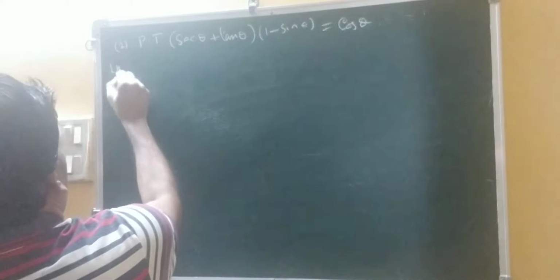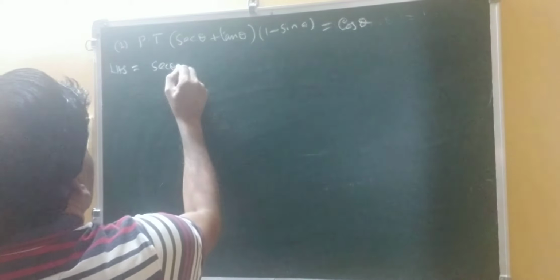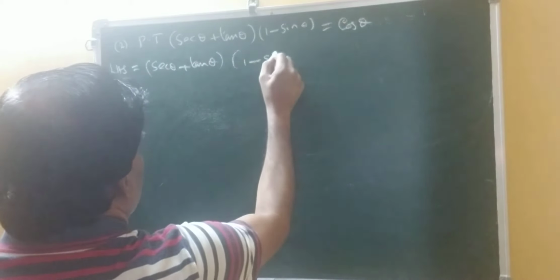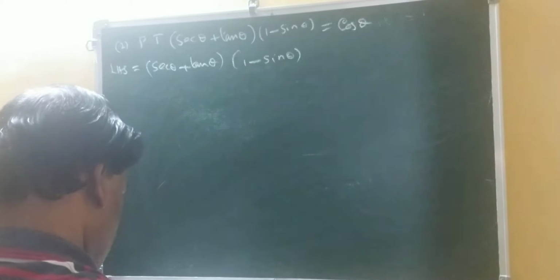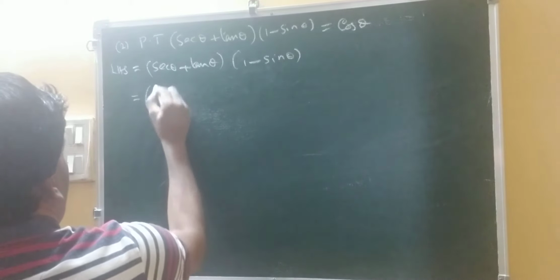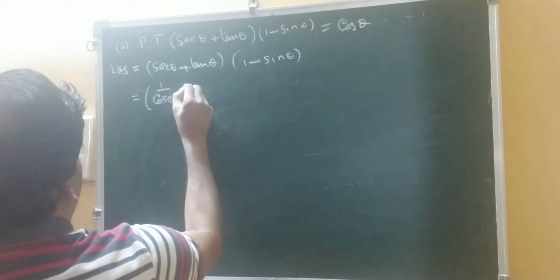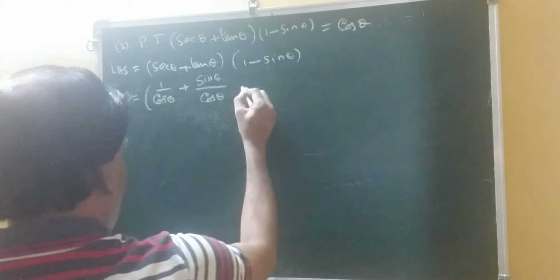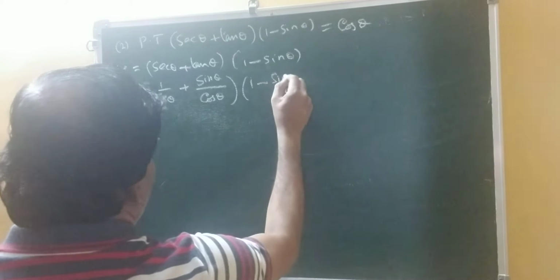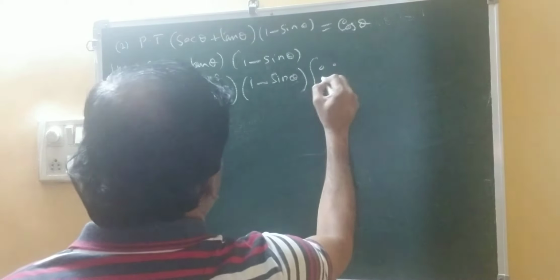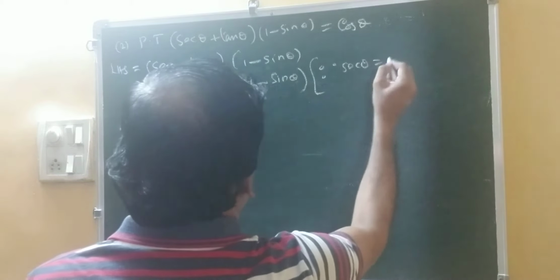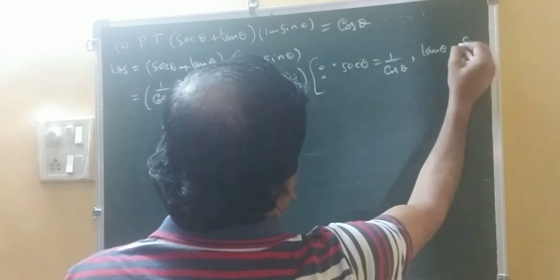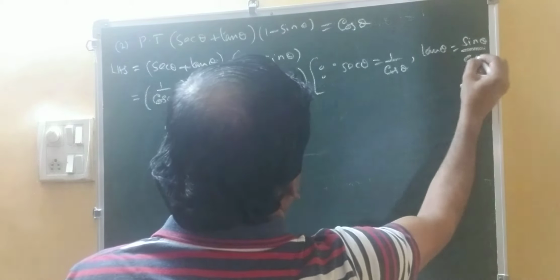So left hand side equal to (sec theta plus tan theta) into (1 minus sin theta). Okay. Now we will do, what is sec theta? 1 upon cos theta plus what is tan theta? Sin theta upon cos theta, into 1 minus sin theta. So what is the reason? Sec theta means 1 upon cos theta and tan theta means sin theta upon cos theta.